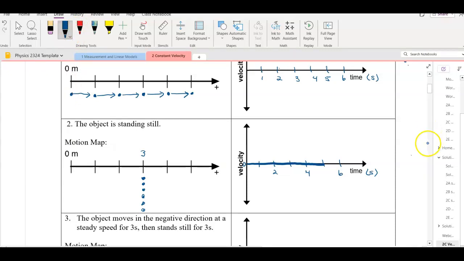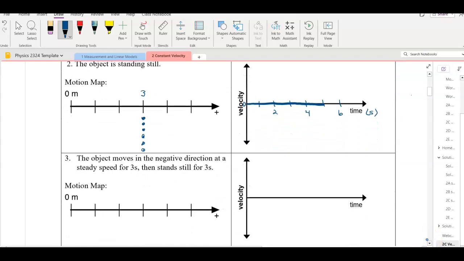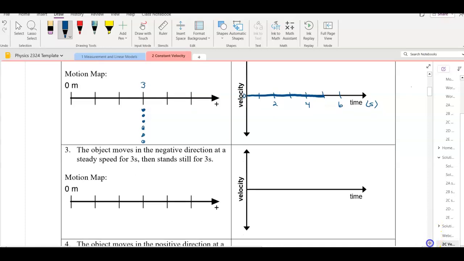So you're probably starting to get the idea that when an object is moving at a constant velocity, the velocity versus time graph is going to be a horizontal line, right? Because it's showing that the value of the velocity is not changing over that time.